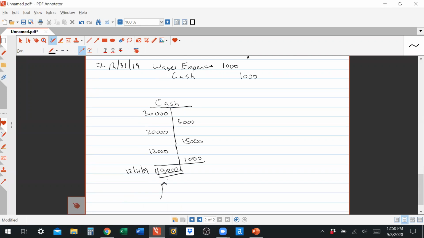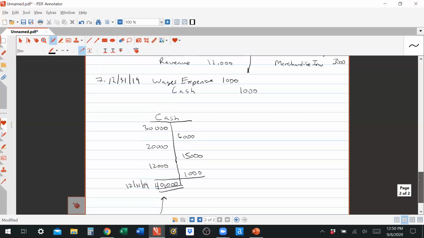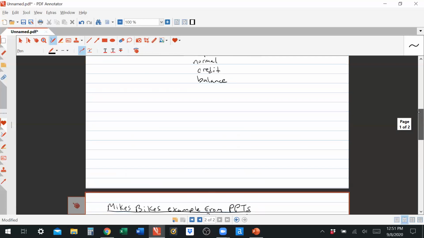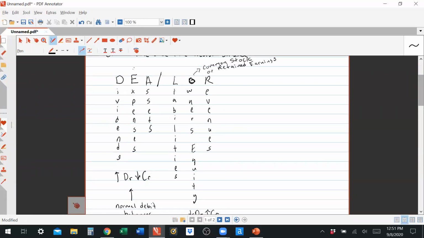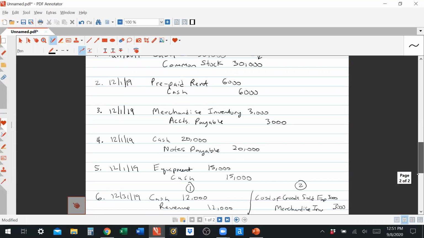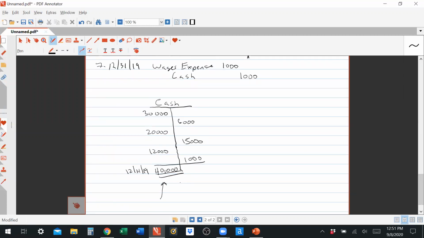Normal means at the end of a period, what side of the T account is the balance on? Is it on the debit side or the credit side? It's on the debit side for these accounts. These accounts have normal debit balances, and these other accounts have normal credit balances. It just means you wouldn't see at the end of the period cash having a net credit balance. It wouldn't make sense, right? You can't pay out what you don't have in terms of cash.